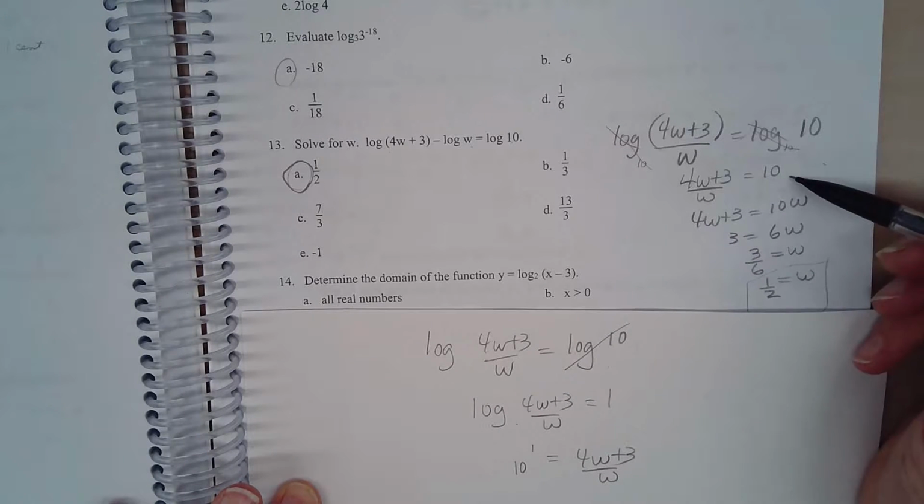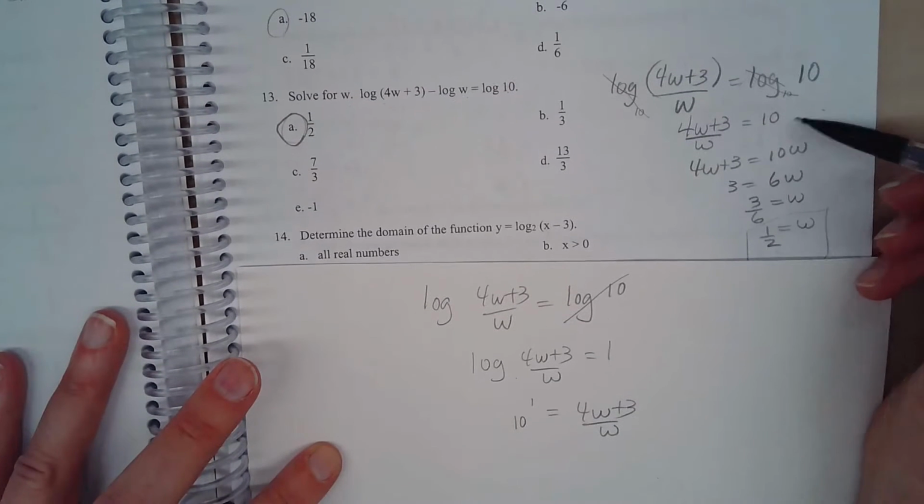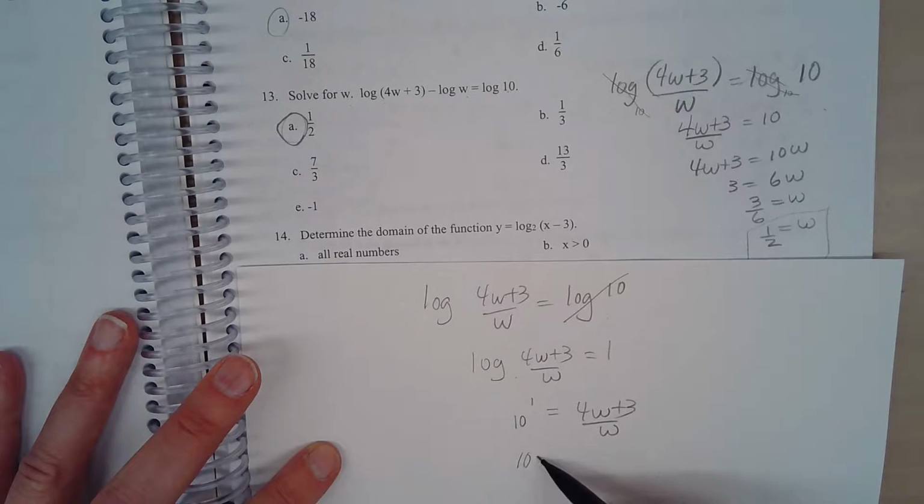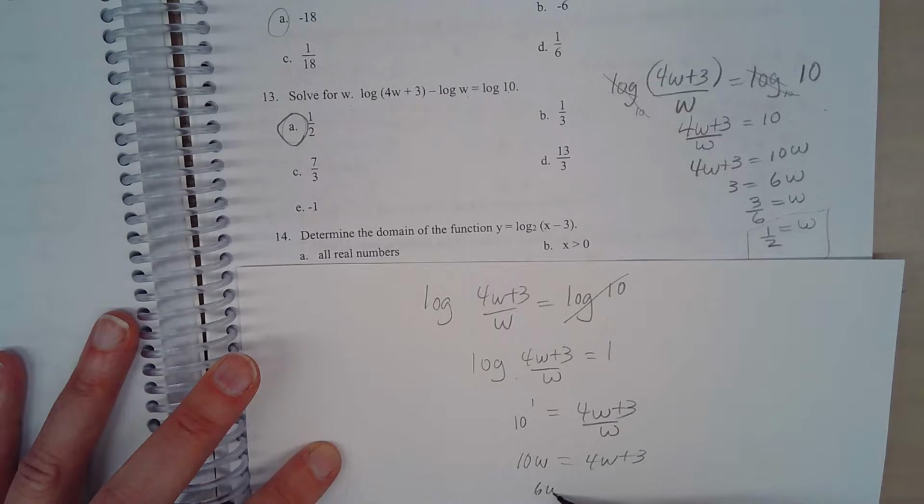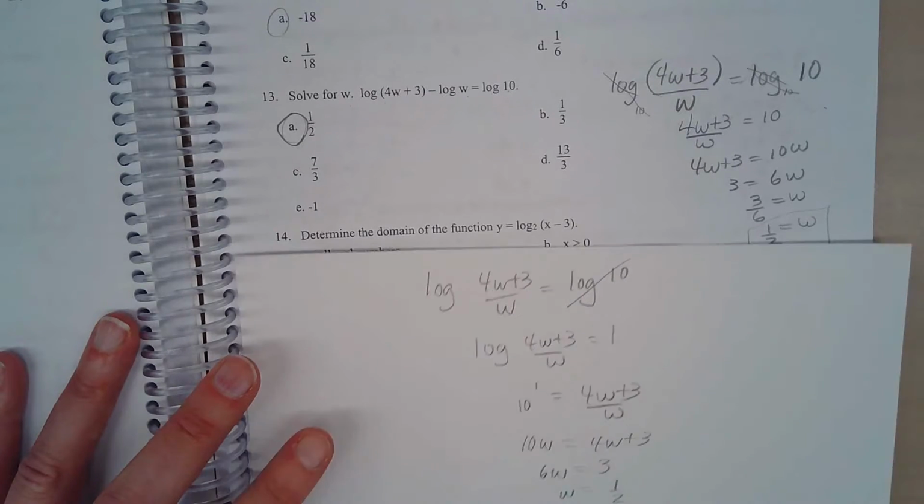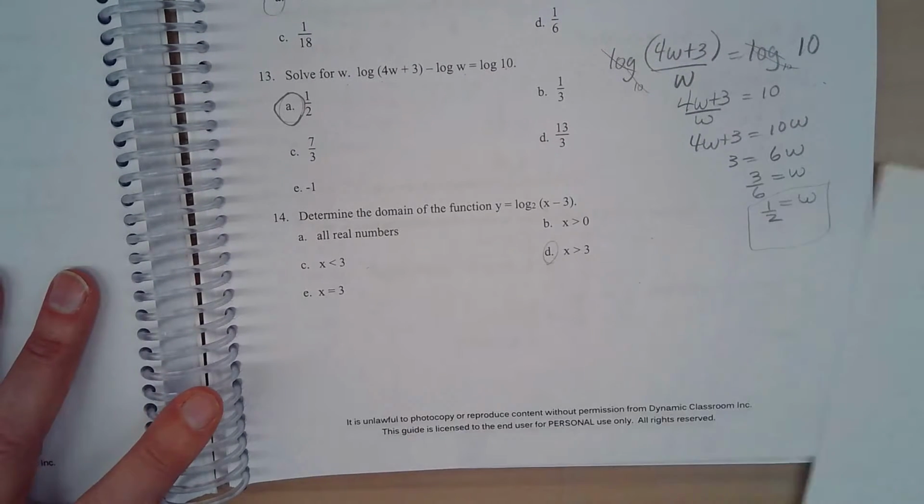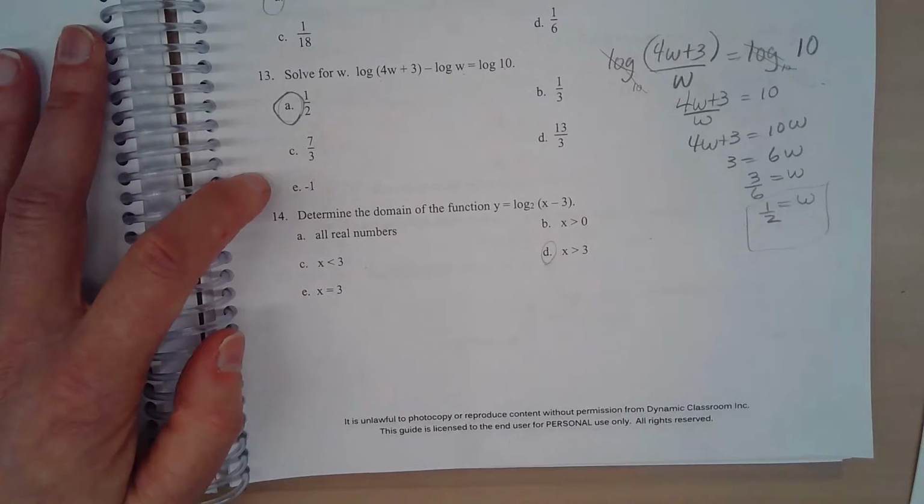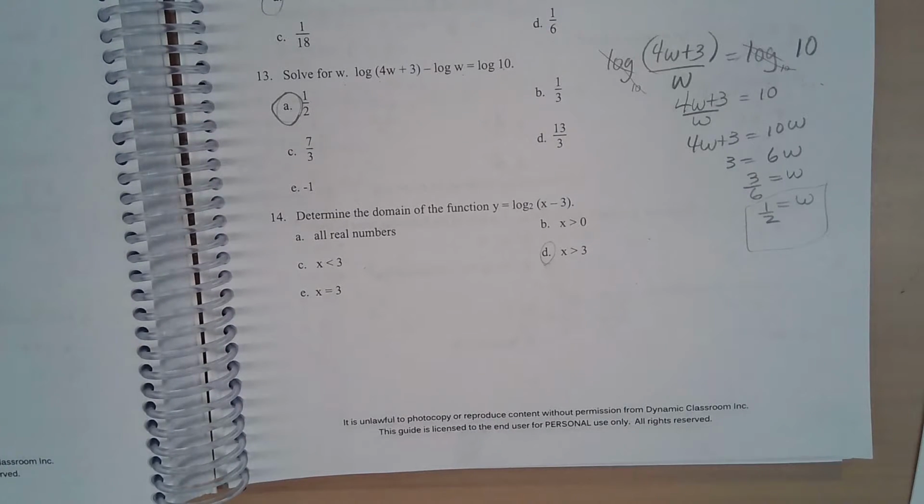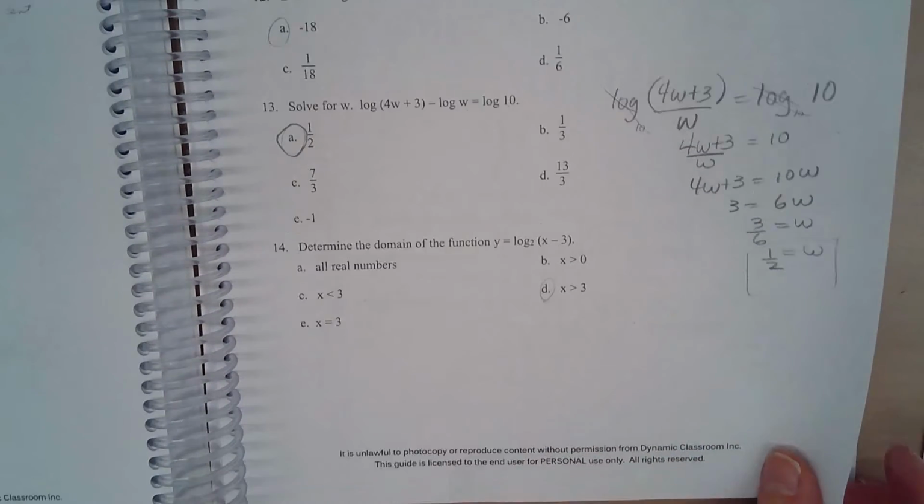Can you see we're at the same stage that I was here now? So now I'm going to cross multiply. 10W equals 4W plus 3. 6W equals 3. W equals a half. 3 over 6, which is a half. You should still get the same answer. Anything else so far? Yeah.